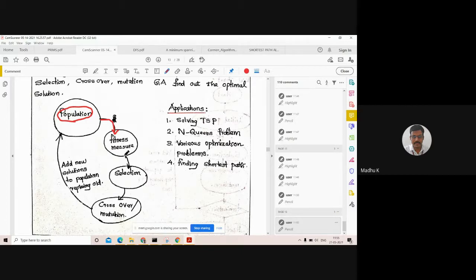Then what will we do? We will apply the selection operation. What is selection? For example, there are 1 lakh solutions. By using the fitness, we will select nearly 50 thousand solutions. Selection means selecting solutions from the population based on the fitness.